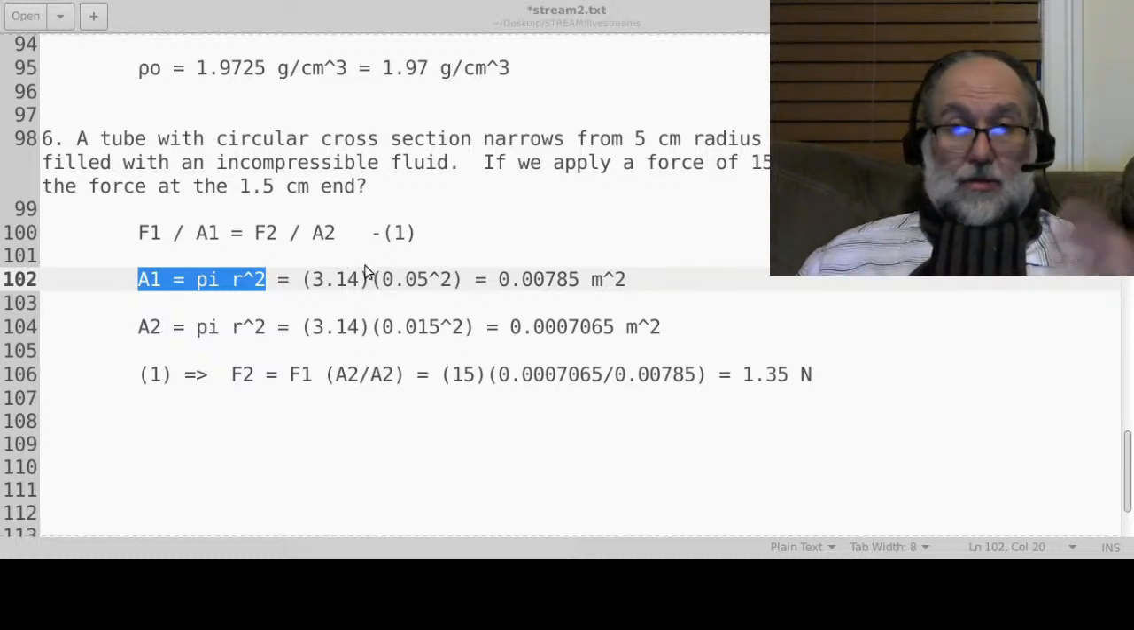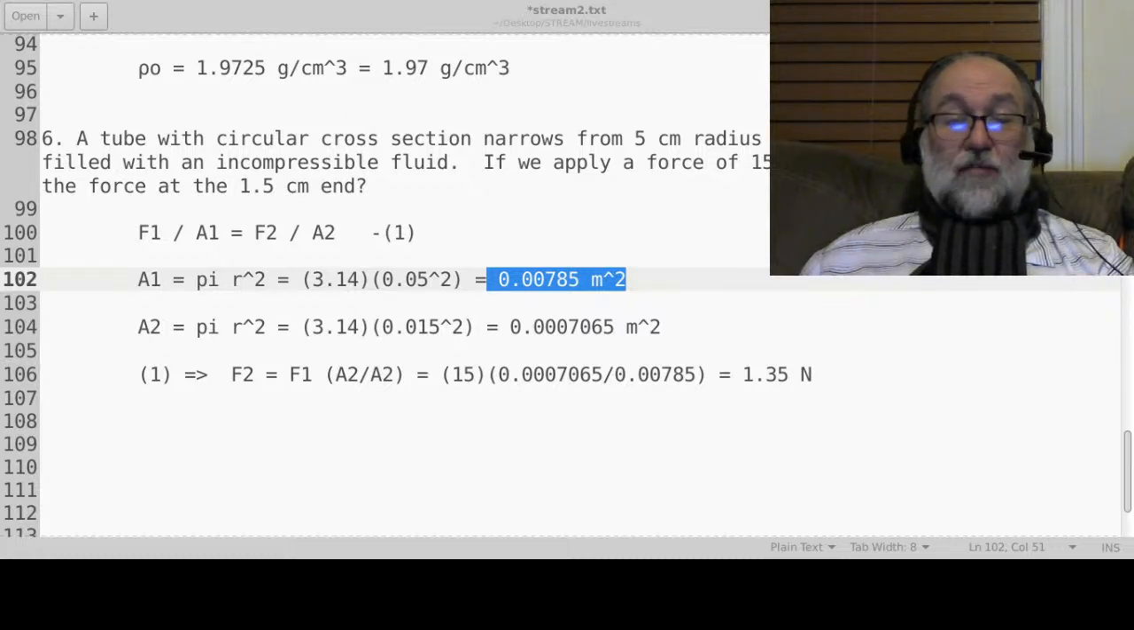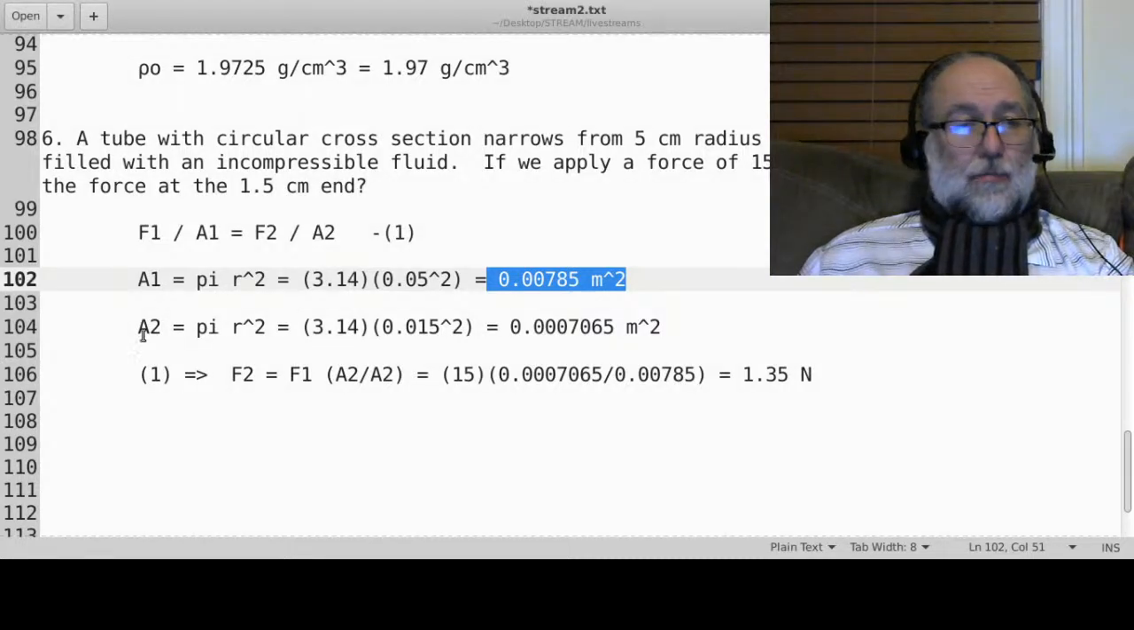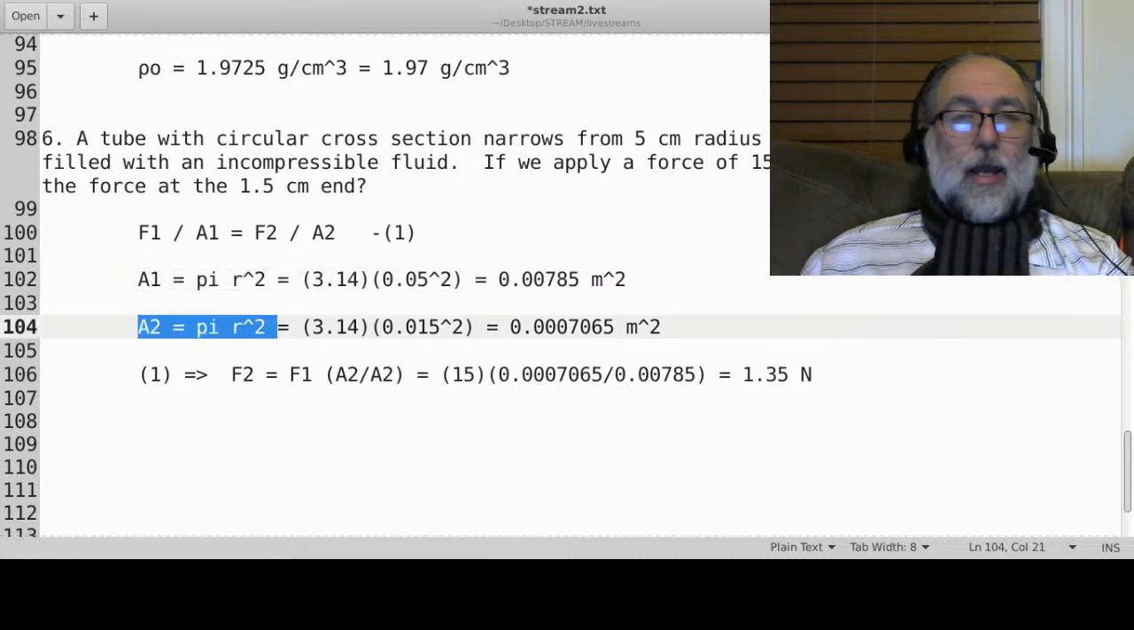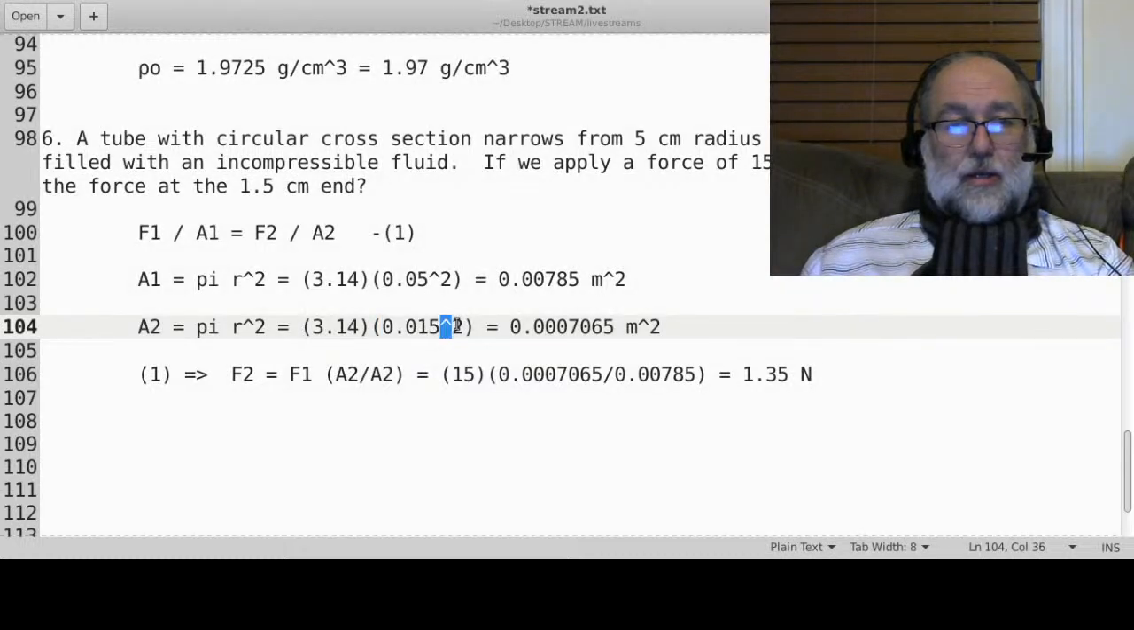Now at A1, the radius is 5 centimeters or 0.05 meters. So there's pi, 3.14, multiplied by r, which is 0.05 meters, squared, and that turns out to be 0.00785 meters squared. Same thing at A2. A2 is going to be pi r squared, but it's a different r. Now r is going to be 1.5 centimeters or 0.015 meters. Square it, multiply by pi, and you get that value.